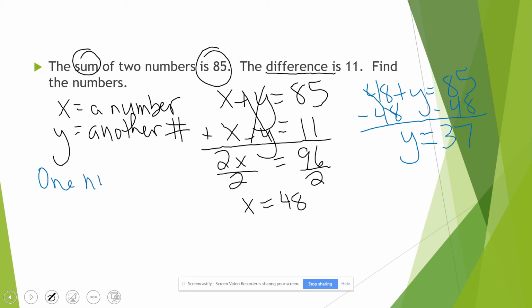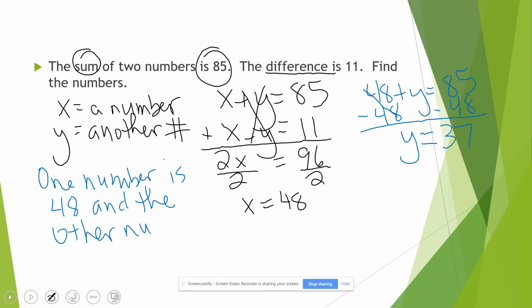So one number is 48, and the other number is 37.